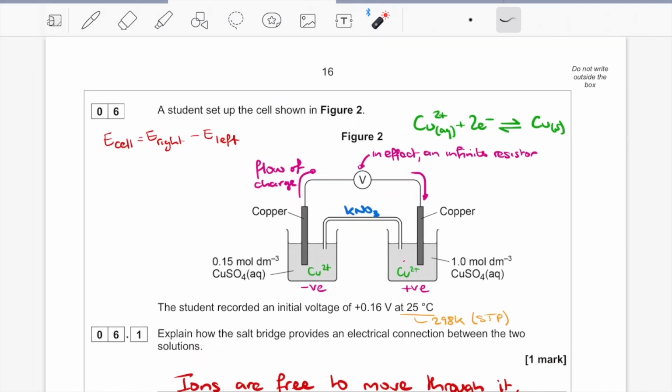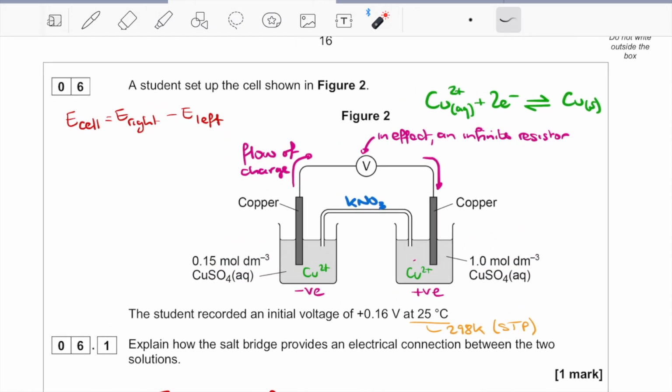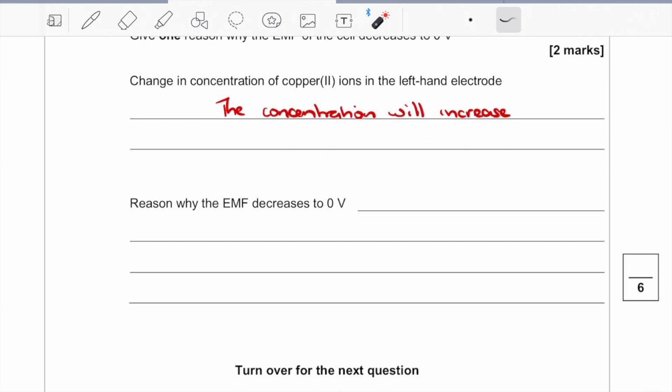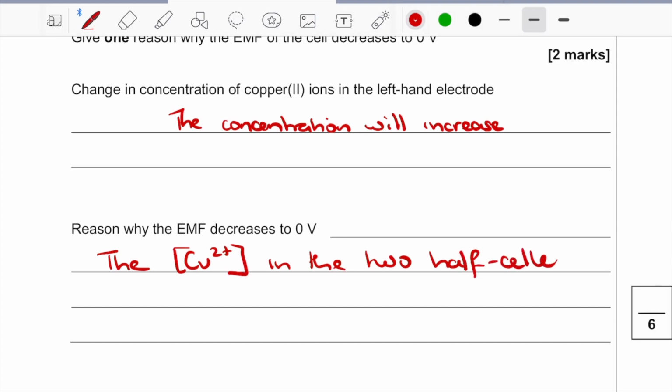Once these two concentrations become equal, once the left and right concentrations become equal, there can be no potential difference, and therefore there is no flow of charge, and therefore there is no further change. So our answer to this one is that the concentration of copper 2 plus ions in the two half cells will become equal, and once they become equal, there's no potential difference, there's 0 volts.